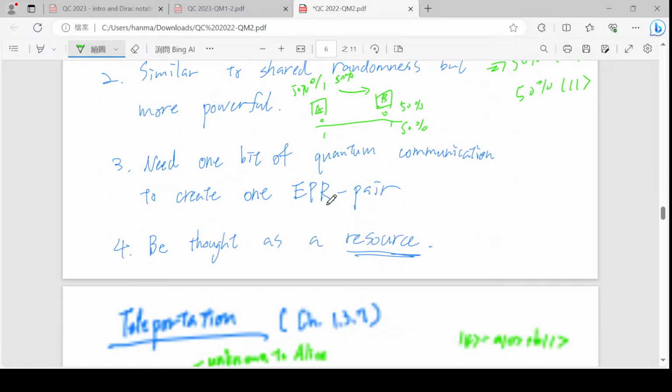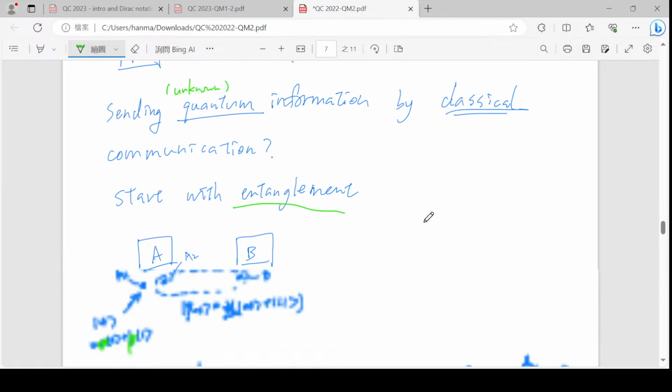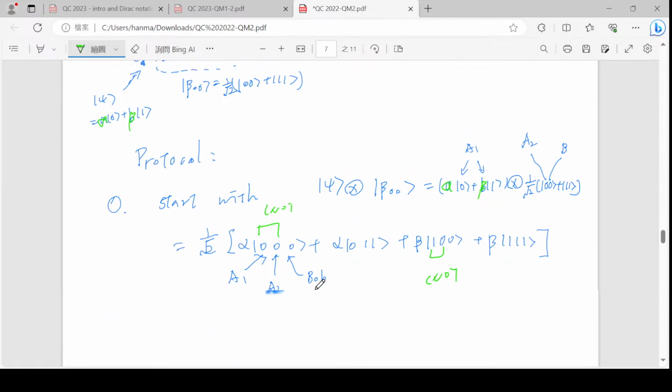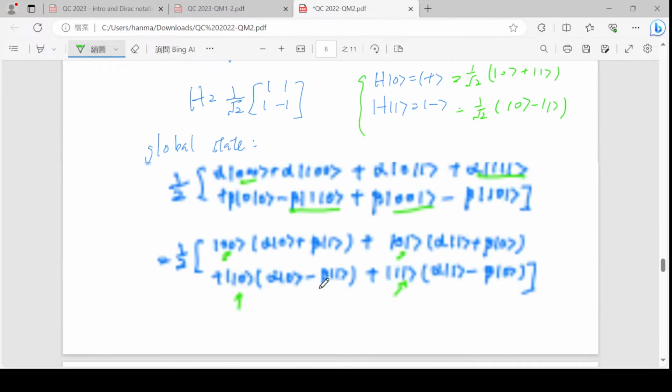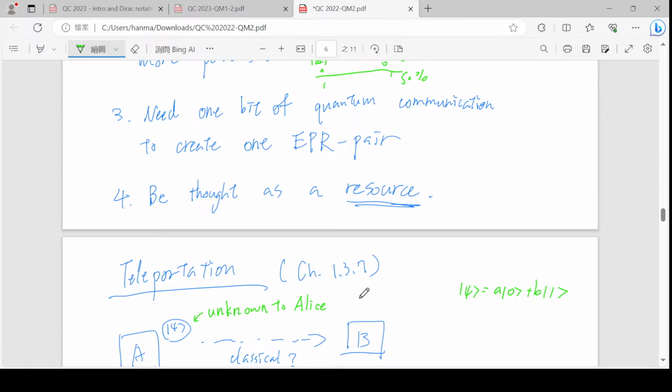Tricky. We have 4 minutes. I don't think we can finish teleportation, but I guess we can say a little bit about it. Okay, let's flash through teleportation. Good.